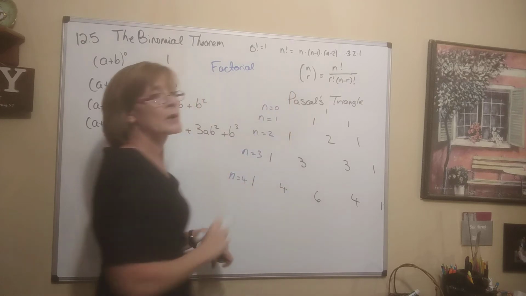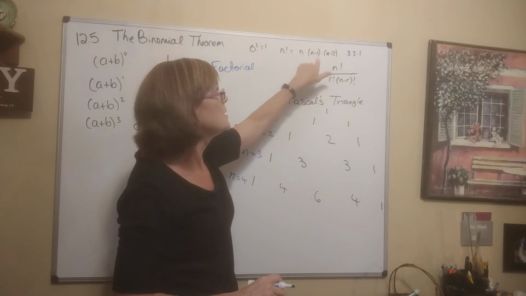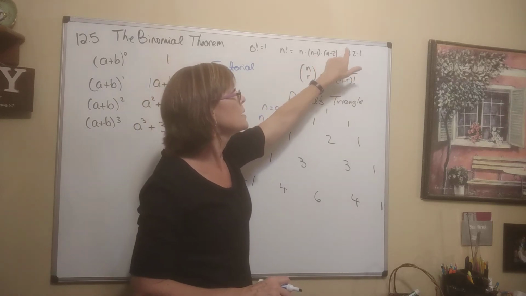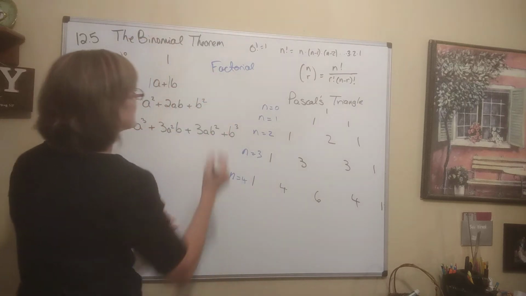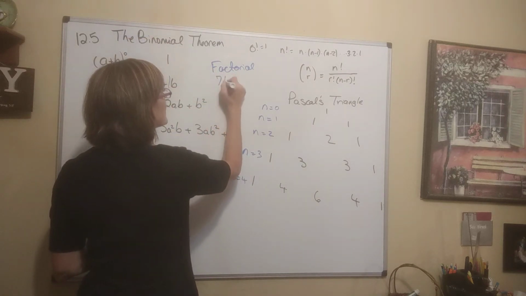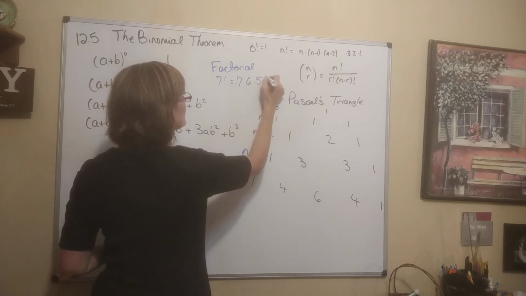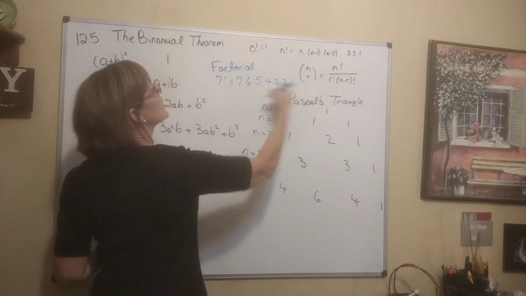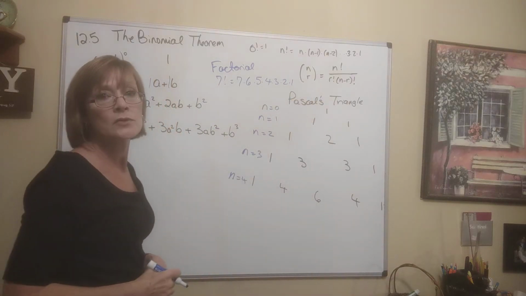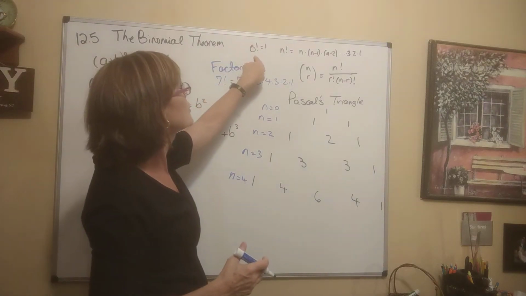And the exclamation mark is what that means. That means n times n minus 1 times n minus 2 times n minus 3 until you get down to 1. So, for instance, 7 factorial is equal to 7 times 6 times 5 times 4 times 3 times 2 times 1. You would multiply all those numbers up, and that's what 7 factorial equals. By definition, 0 factorial is equal to 1.